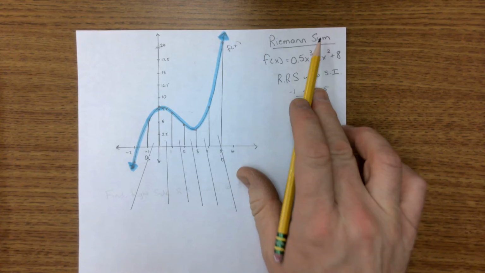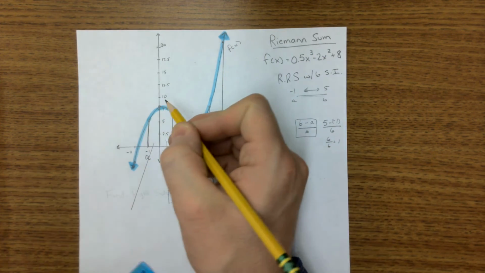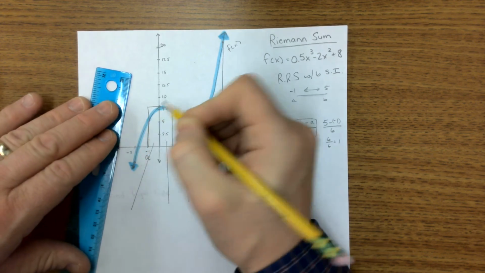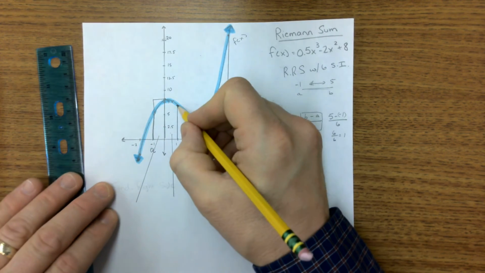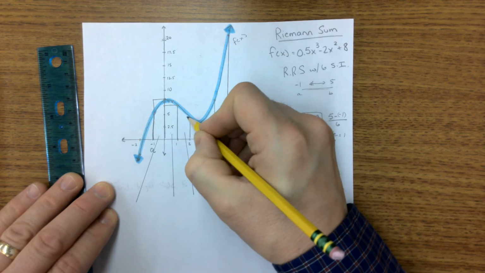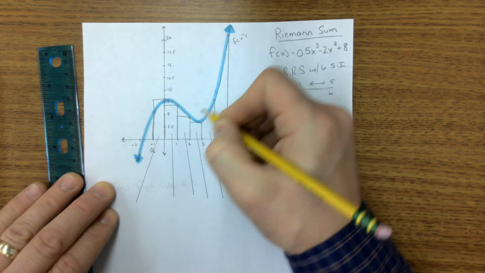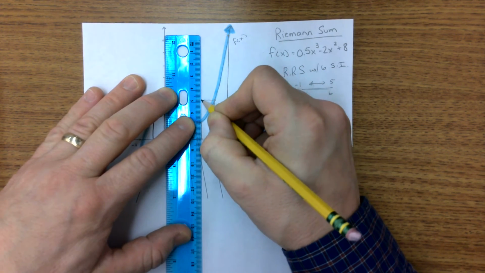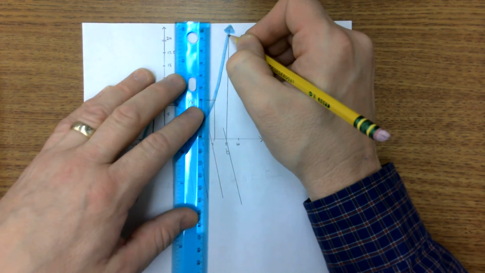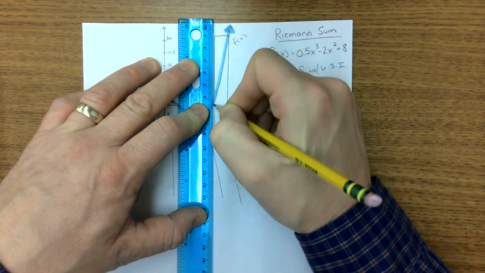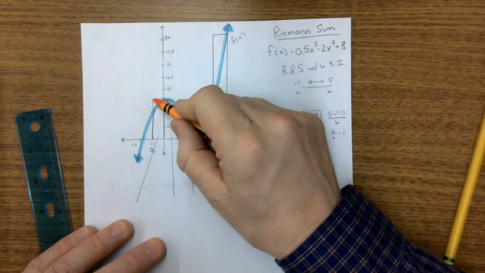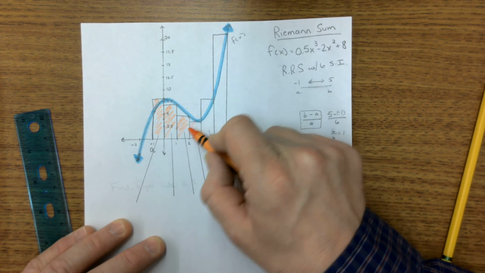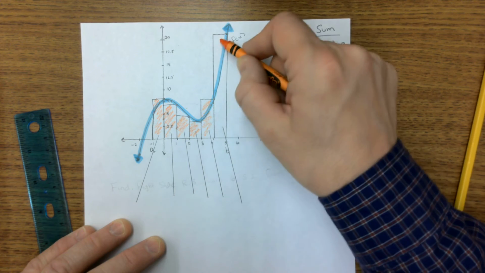It is a right Riemann sum, so the rectangles go from the right side, so I go from the right side over and down. From the right edge over and down, over and down, and from the right edge and then down, and this one's going to be up above, and from the right edge over and straight down. And now I can color them in, and those are the rectangles I'm going to look at.